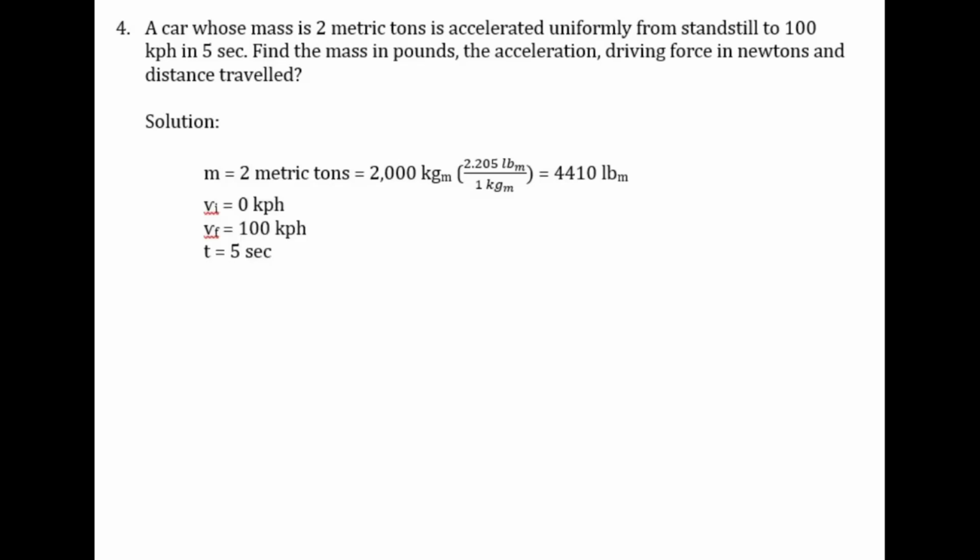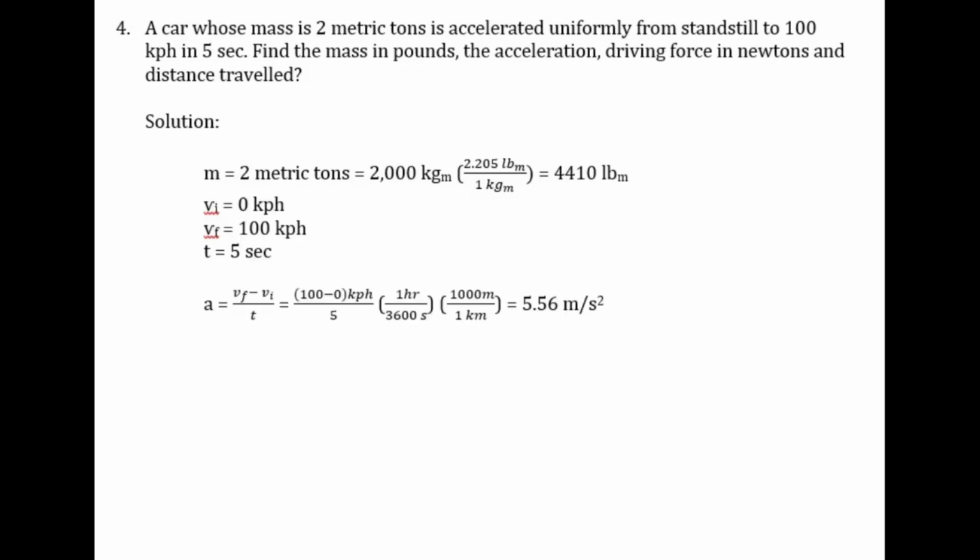Exercise number 4. A car whose mass is 2 metric tons is accelerated uniformly from standstill to 100 kph in 5 seconds. Find the mass in pounds, the acceleration, driving force in newtons, and distance traveled. Writing the data given. For the mass, we can solve this directly by converting from metric tons to pound mass. So we have 4410 pound mass. We have other given data.